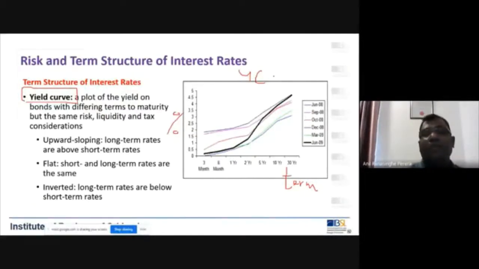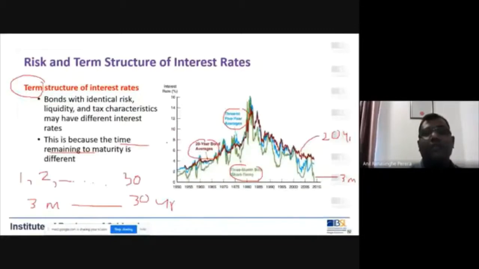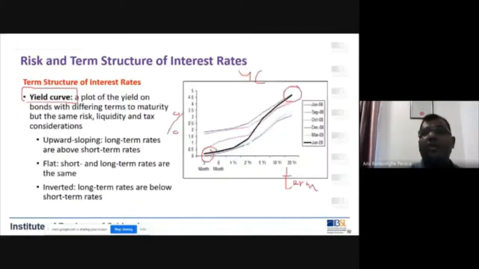Now typically the yield curve should be upward sloping. Why? Typically short-term rates are low, long-term rates are high. From the term structure, from this slide we have noticed, in the longer horizon you have to pay high because you are bearing high risk and uncertainty. Now in this case, 30 years. So in the 30-year period you have high risk.